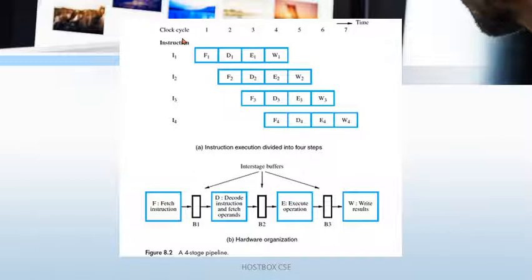This is the instruction format, where instruction execution is divided into 4 stages: fetch instruction, decode instruction, fetch operands, execute operation, and write results. This is the hardware organization, and it is an example of a 4-stage pipeline. If you go for GATE or any competitive exam, they may ask problem or case study questions. You can write them very easily if you understand this basic concept.